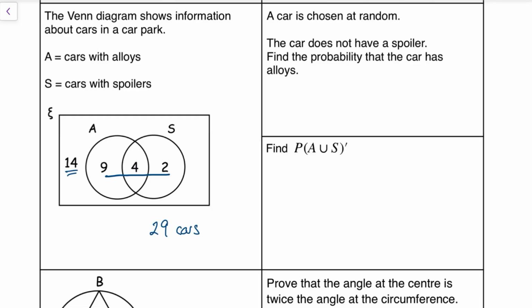Let's read the question. A car is chosen at random. The car does not have a spoiler. Find the probability the car has alloys. Okay, so I've picked a car and it's telling me it does not have a spoiler. So therefore it's going to be one of these cars here because it does not have a spoiler. So that's 23 cars. And then it's saying find the probability the car does have alloys. So it's going to be one of these 9 cars that also doesn't have a spoiler. So therefore it's 9 out of 23. Okay, I'm happy with that.